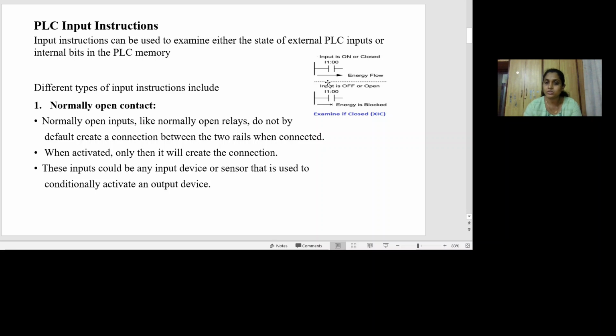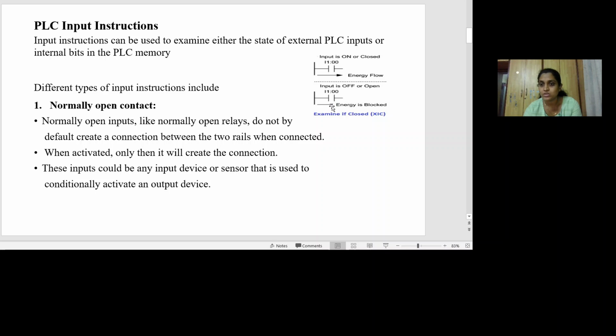Normally open inputs are like normally open relays. By default, they do not create a connection between the two power rails. Only when the contact is activated or energized, in that case, the contact will be closed and the energy flows from one power rail to the other power rail. This you can see here.